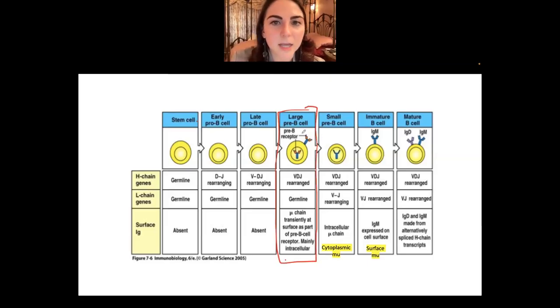Remember, it has the surrogate light chain on its surface. Now we have our small pre-B, and now we do light chain rearrangement. I highlighted this because I have seen questions on it, and it's a weird thing they ask about: in the small pre-B cell, the mu is in the cytoplasm, and when it's an immature B cell, it's on the surface. I just think of it as, okay, it's not on the surface yet, it has to get to the surface, so it's in the cytoplasm. And then remember, your mature B cell has both IgD and IgM on its surface.